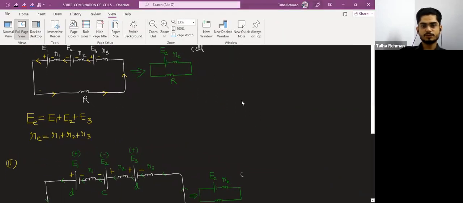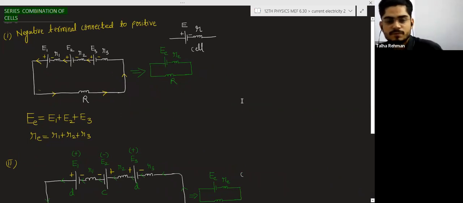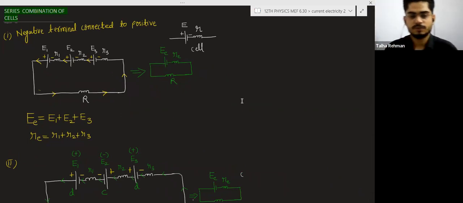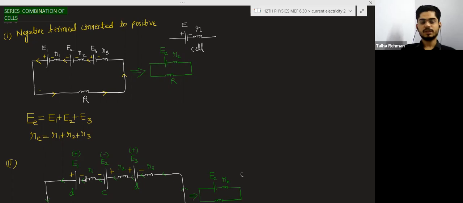I am having a question on this. So here the negative of one cell is connected to positive, but here this is just a random connection of cells. Both the connections are possible here.